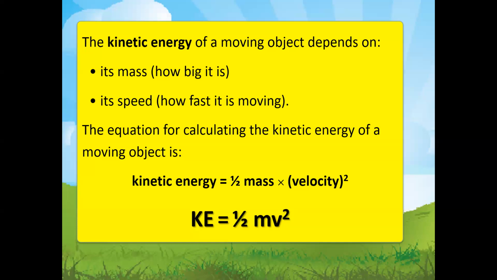Okay, so for every moving object, the speed is what greatly determines how much kinetic energy it has. So the bigger the speed, the more the kinetic energy. So which means that the velocity has more impact on the kinetic energy than the mass. Why? Because the velocity is squared.